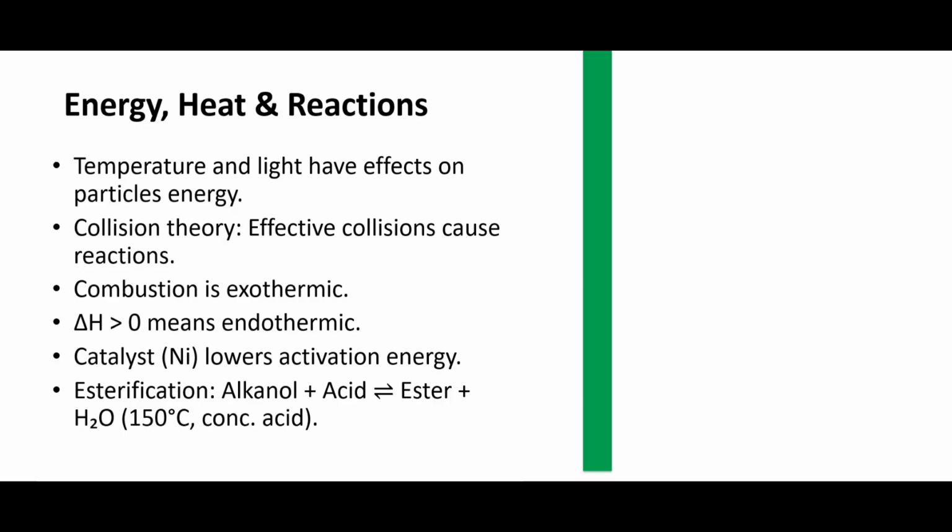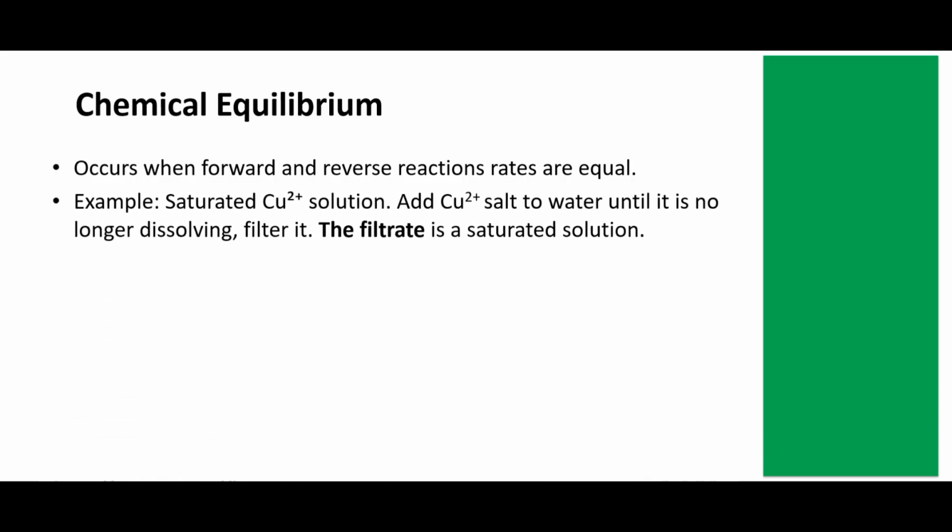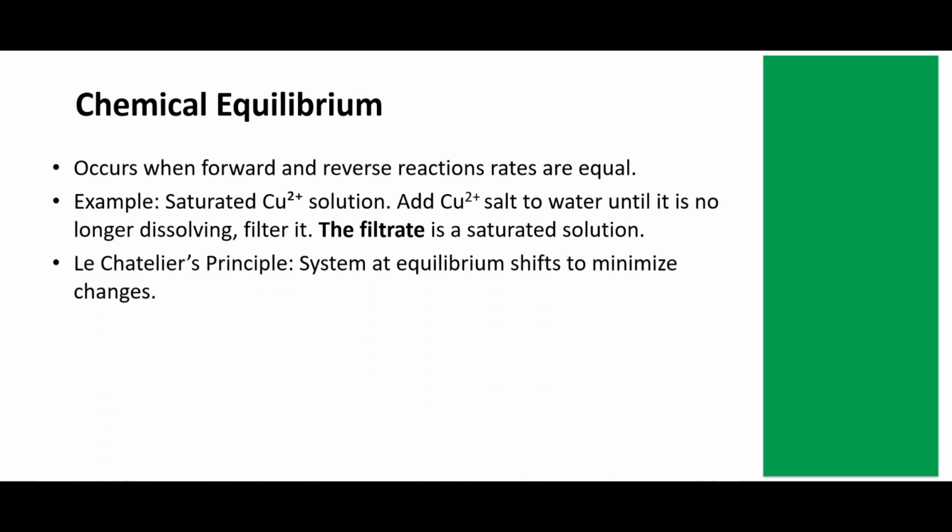In chemical equilibrium, chemical equilibrium occurs when forward and reverse reactions occur at equal rates. Learn how to prepare saturated solutions and understand dynamic balance, especially when solutes like copper salts are involved. Le Chatelier's principle may help you understand how systems respond to changes.